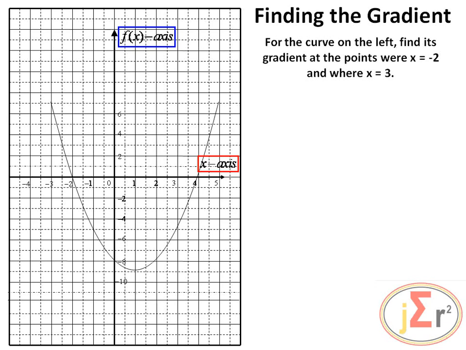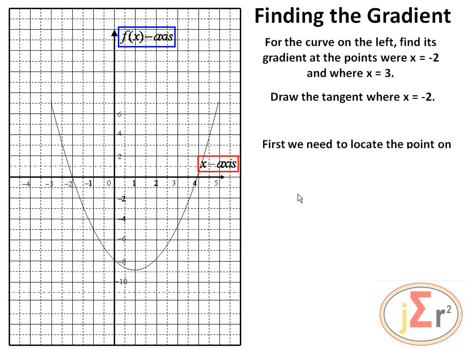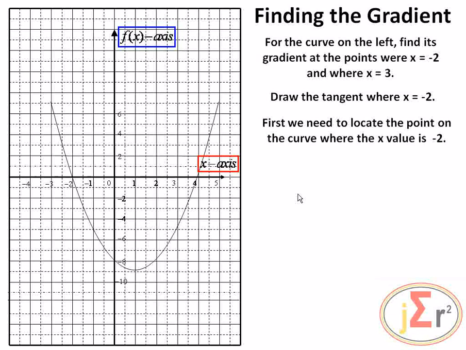So we are going to find the gradient of the curve where x is equal to -2. Therefore we are going to draw our tangent where x is equal to -2. So here is where x is equal to -2, right there. First we need to locate the point on the curve where the x value is -2. At that point we are going to draw the tangent. So there is our tangent.